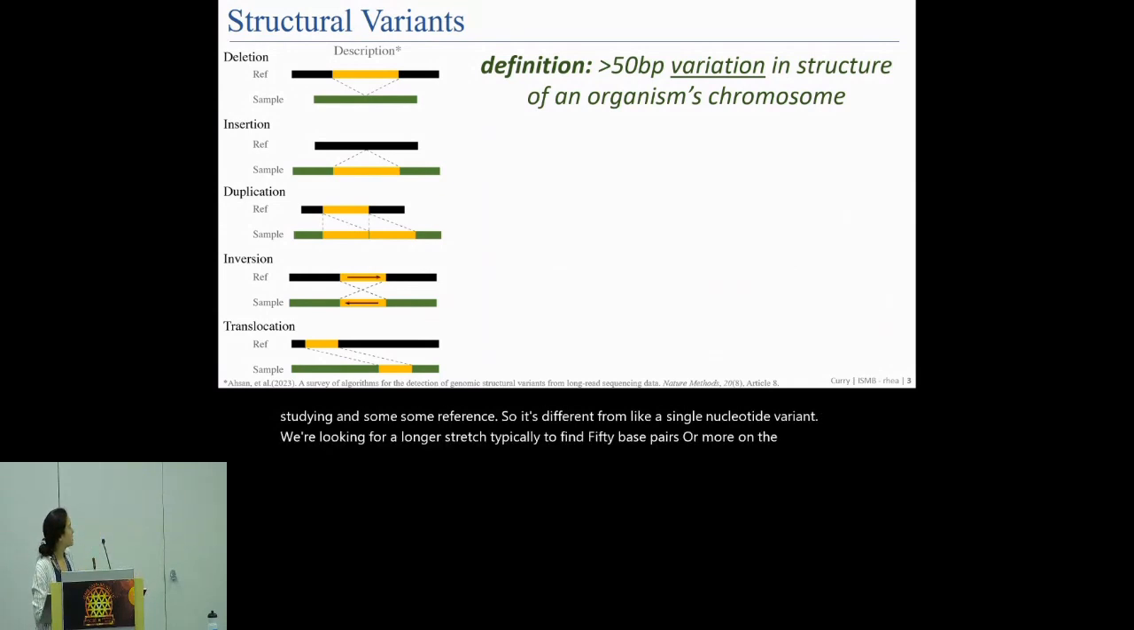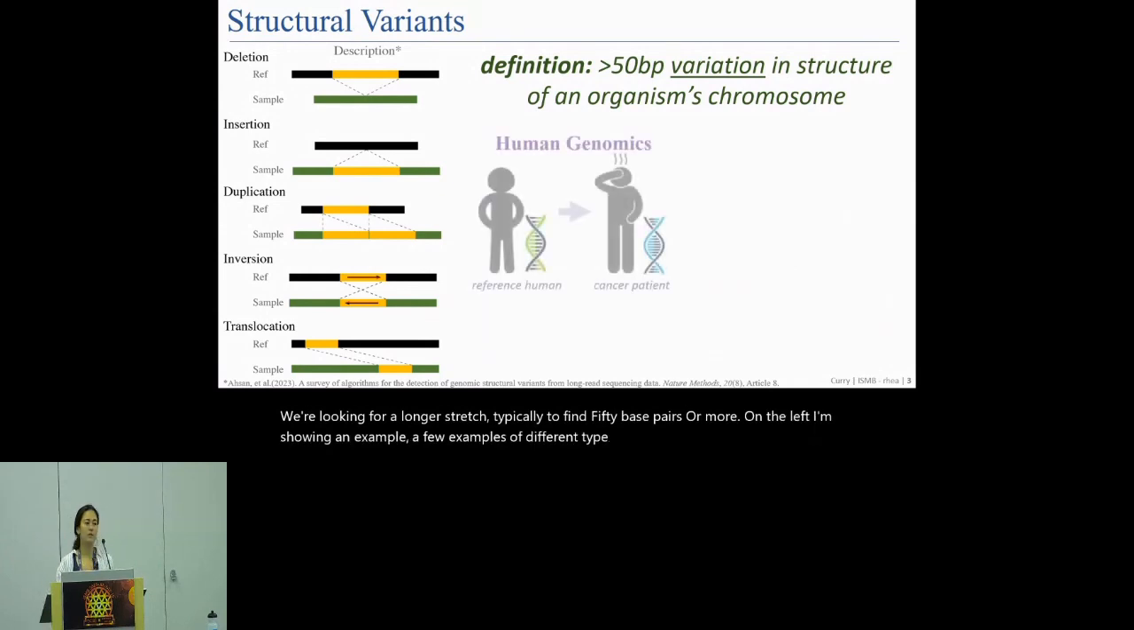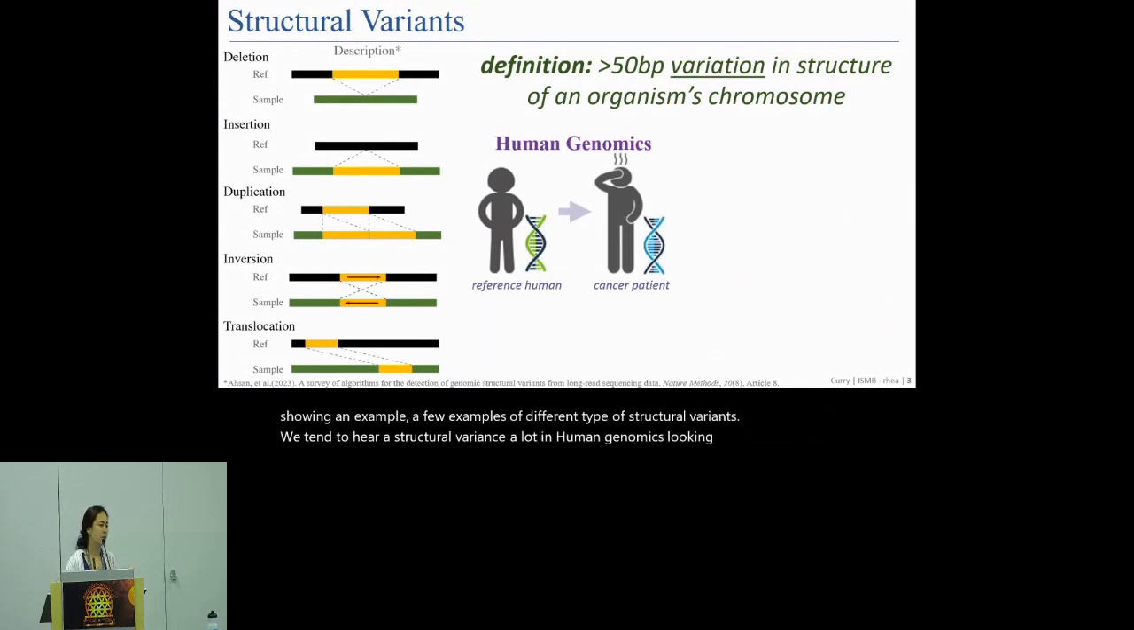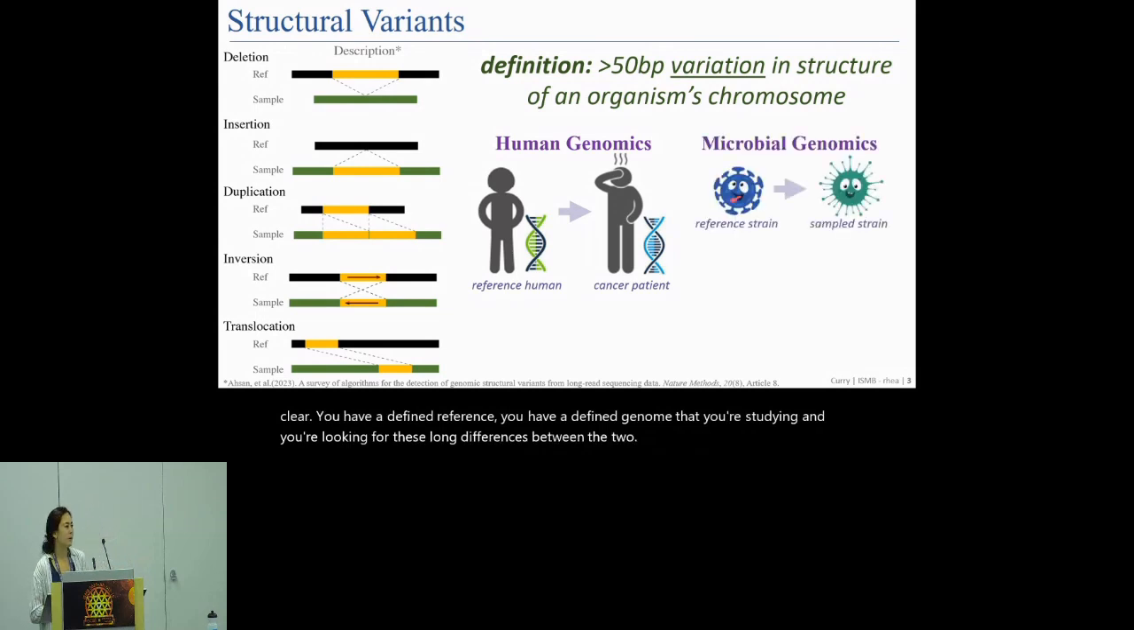On the left here, I'm showing a few examples of different types of structural variants. We tend to hear about structural variants a lot in human genomics, looking at maybe a healthy human cell compared to a cancer cell or some type of problem like that, which is where I tend to see it. And in this question, what you're looking for, I think, is pretty clear. You have a defined reference, you have a defined genome that you're studying, and you're looking for these long differences between the two. And when you do this for microbial genomics, the question is still quite similar.